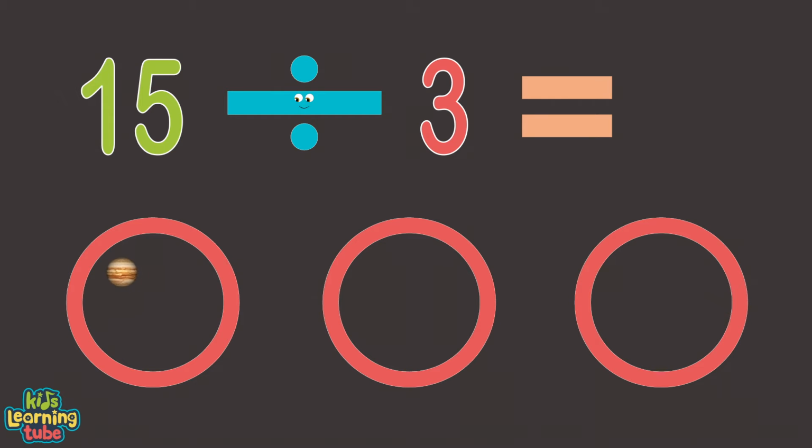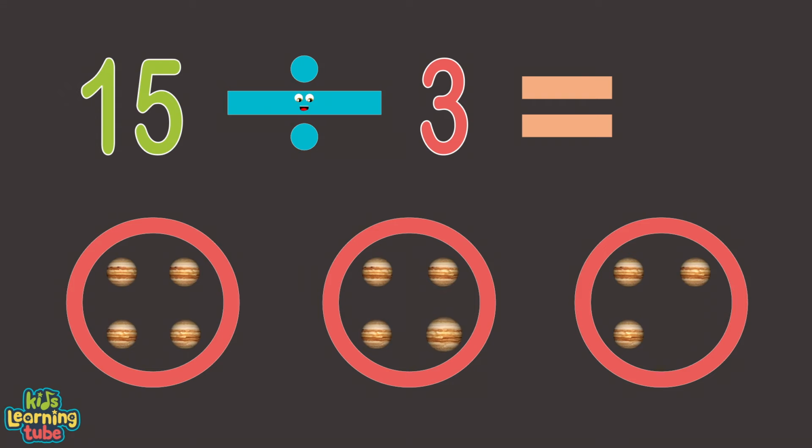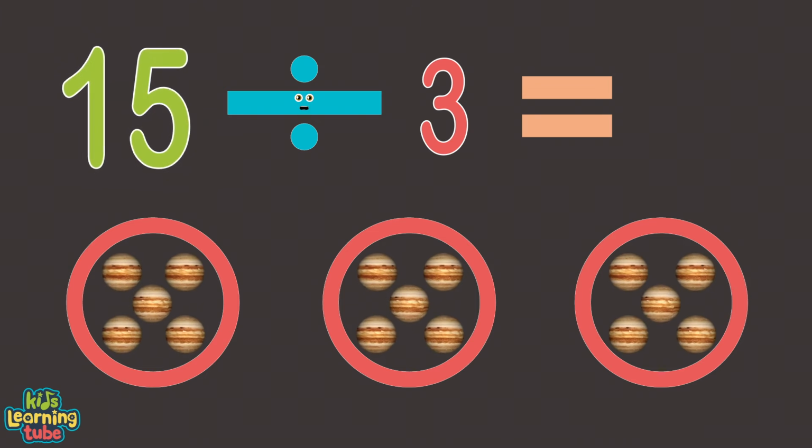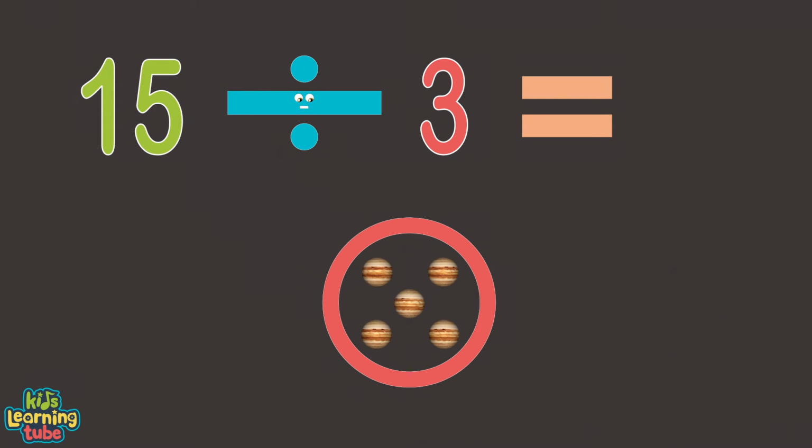15. 1, 2, 3, 4, 5, 6, 7, 8. There is more. 9, 10, 11, 12, 13, 14, 15. You're doing well. Now that we have reached the total number of 15 dots, you can count the dots in one circle to get the answer we have sought.